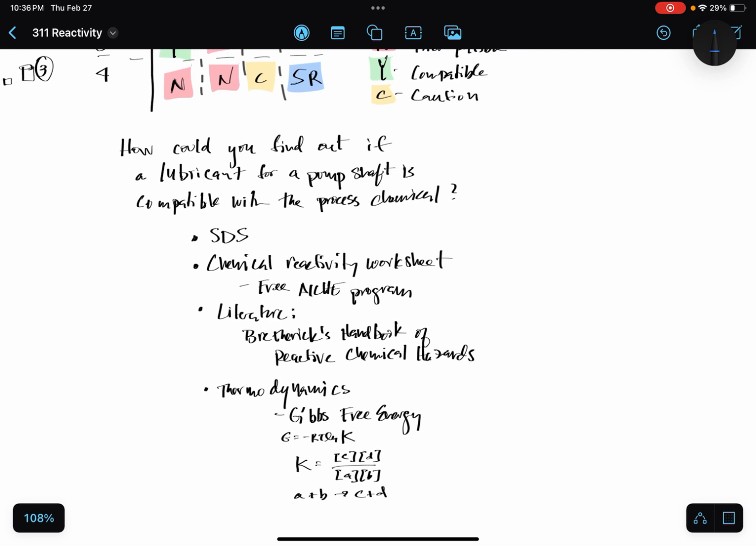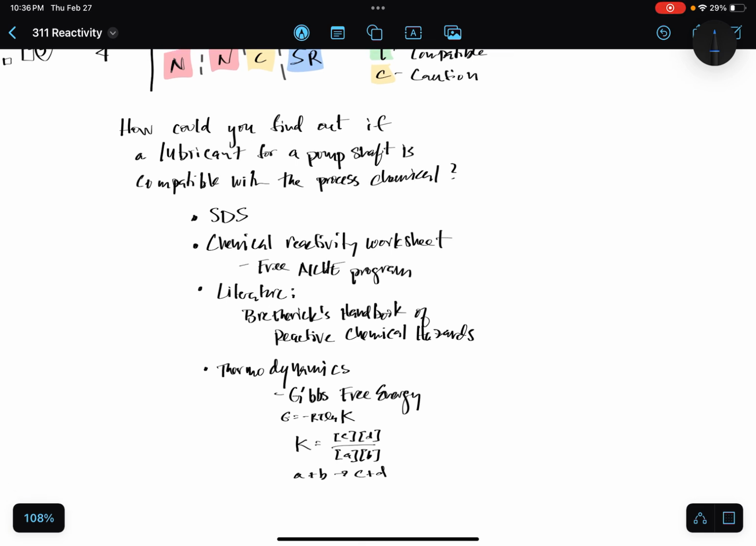The SDSs, safety data sheets, can indicate what a chemical might not be compatible with. I mentioned just that Bretherick's handbook, as well as the AIChE chemical reactivity worksheet.